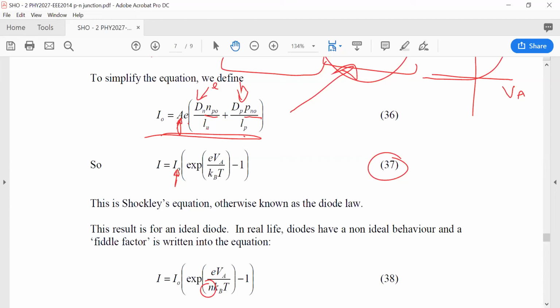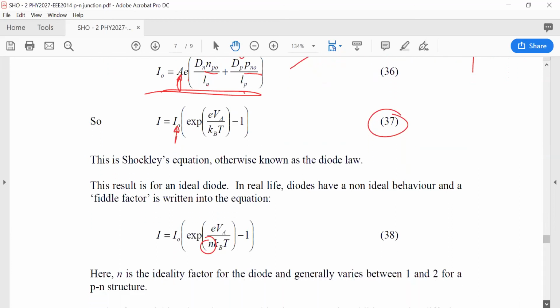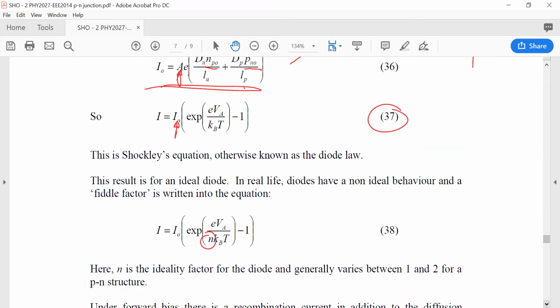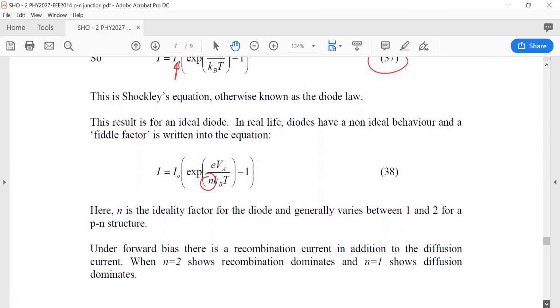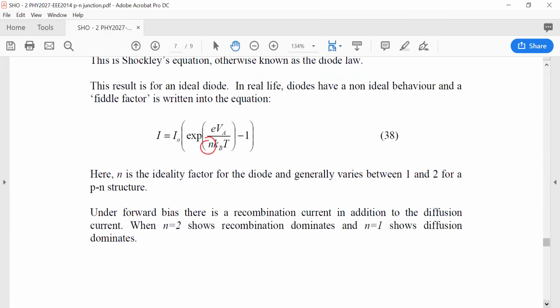So under forward bias, we really see that there's a recombination current in addition to the diffusion current, and working out how close to 1 or 2 it is tells you what your mechanism is, and what the problems are with your device and your fabrication process. So that really brings me to the end of the Shockley equation and its derivation.